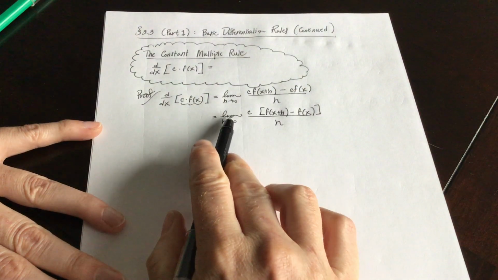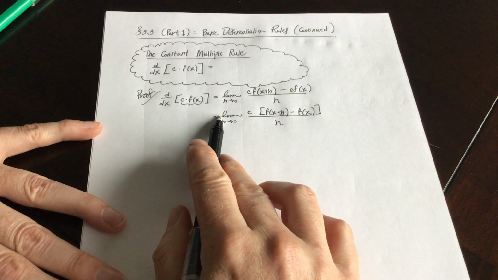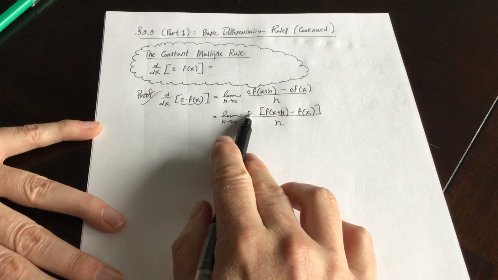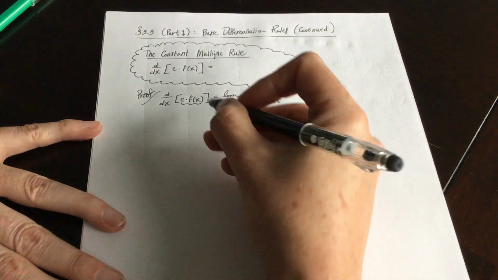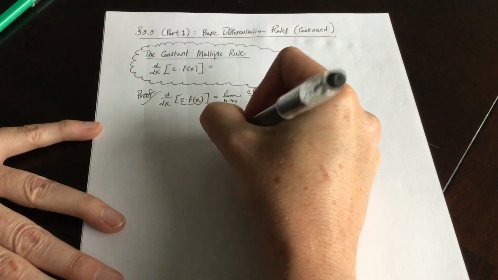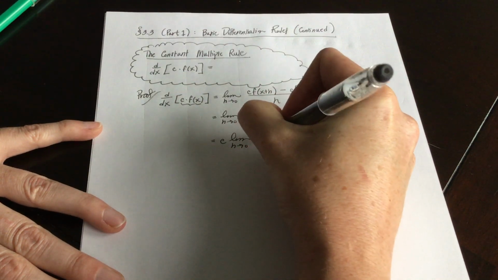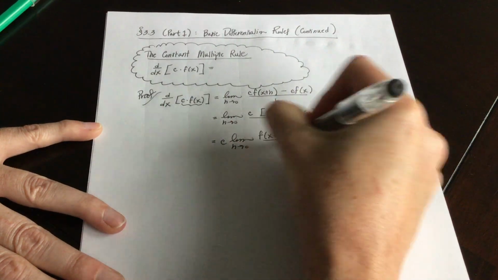And then using a property of limits, you can factor constants in front of a limit statement. So constant factors, that is. So c is a constant, so we could factor it out front. So we'd have c times the limit as h goes to 0 of f of x plus h minus f of x all over h.